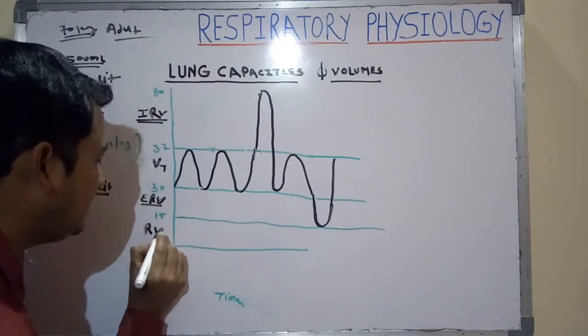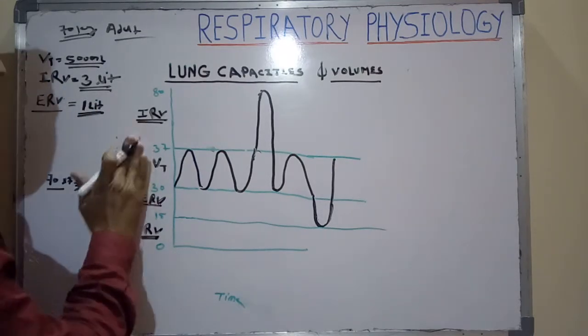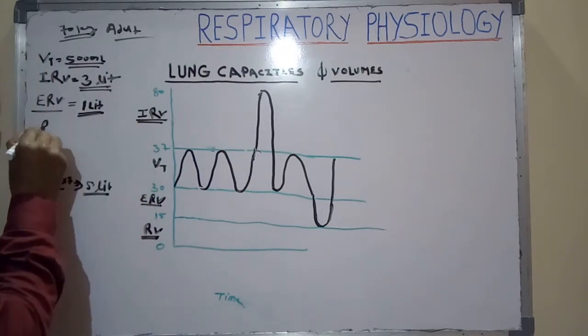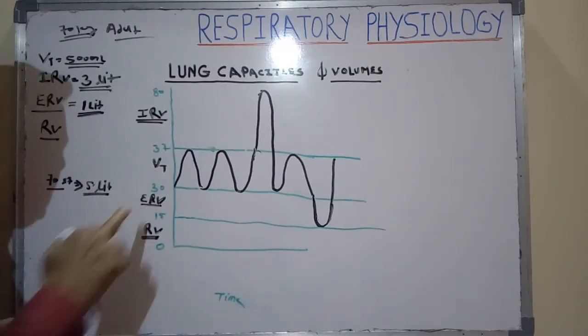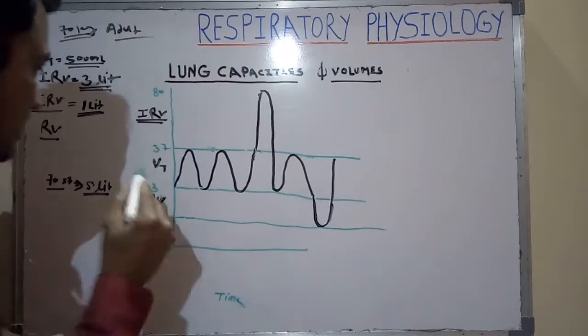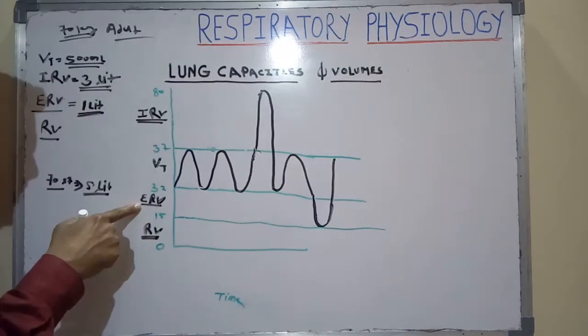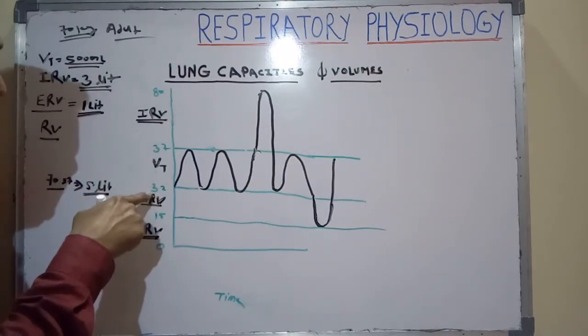This is what? Residual volume, or RV. And what is the value for this? 0 to 15, meaning up to 15. It is about 32, not 30. Actually, sorry, this is my mistake. This is 32. So the expiratory reserve volume was what? 15 to 17. It was 17.